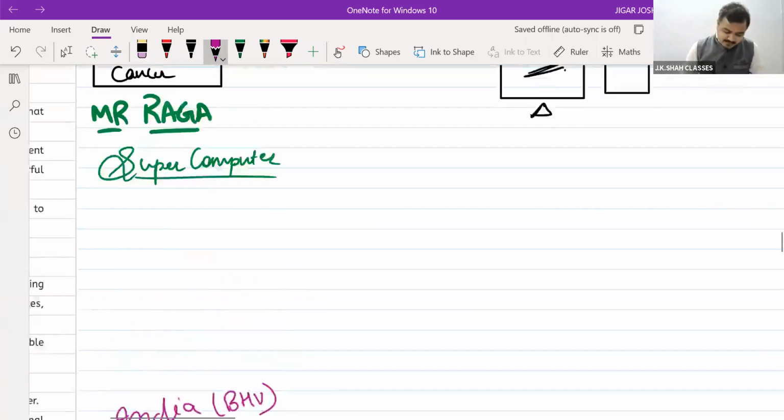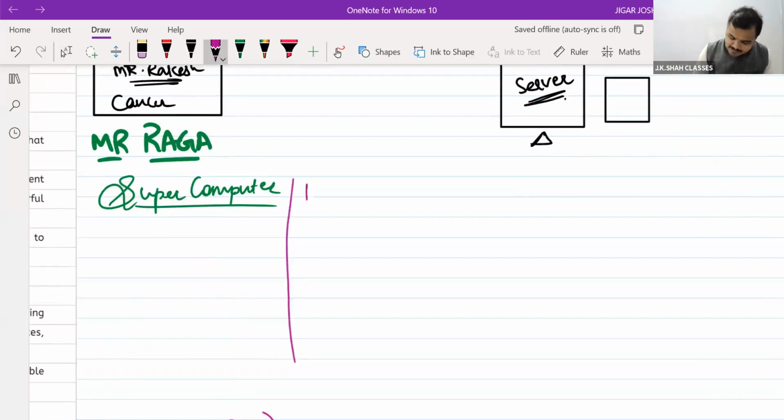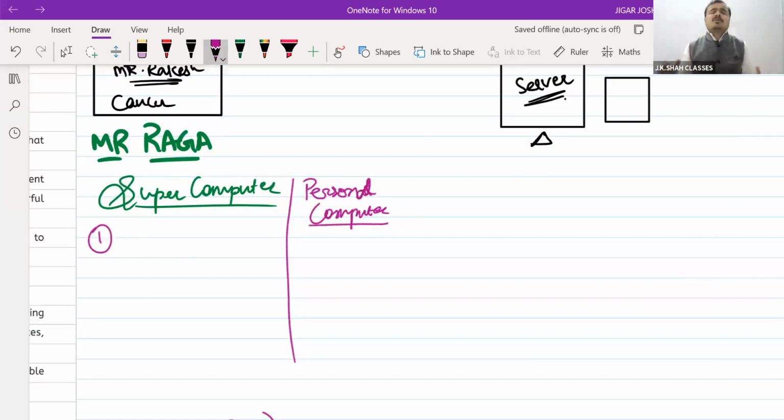People, what is the difference between a supercomputer and a personal computer? A personal computer is the one you are using right now. In a supercomputer, we have thousands and thousands of processors. It has multiple processors. Agree? The full form of BHU is Banaras Hindu University.